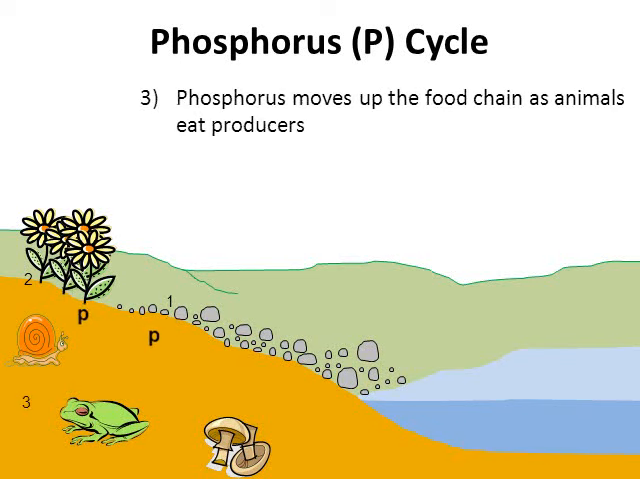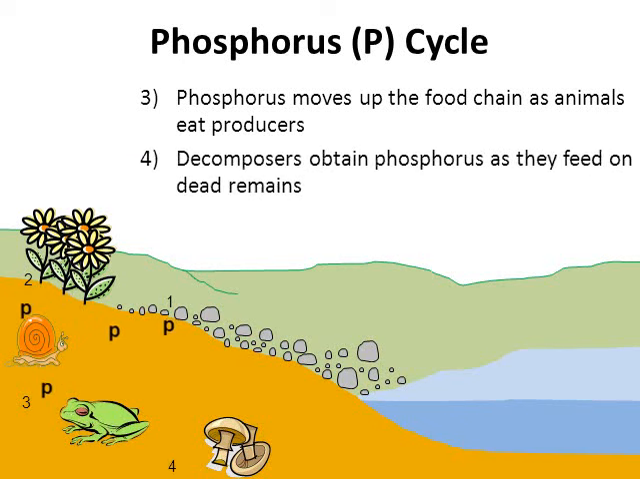And once phosphorus is absorbed through the roots of plants, phosphorus simply moves up the food chain from the plants to the snail, because snails eat plants, and from the snail to the frog, because frogs eat snails. Phosphorus is moving up the food chain, and even to the decomposers. Decomposers obtain their phosphorus because they consume dead plants and dead snails and dead frogs. And so decomposers like mushrooms obtain phosphorus by feeding on the dead.